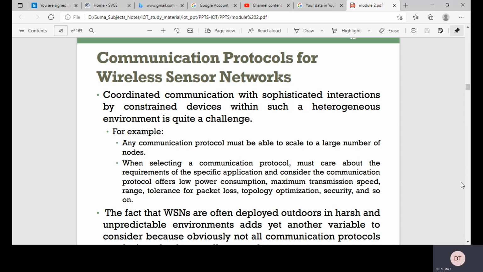Not all communication protocols are equal. In fact, they are often deployed in outdoor, harsh, and unpredictable environments. This is yet another variable to consider, because obviously not all communication protocols are designed to be equally rugged. In addition to the aforementioned technical capabilities, they must also enable autonomous techniques as needed, the overlay of, for example, self-organization, self-healing, and self-configuration from the previous section.